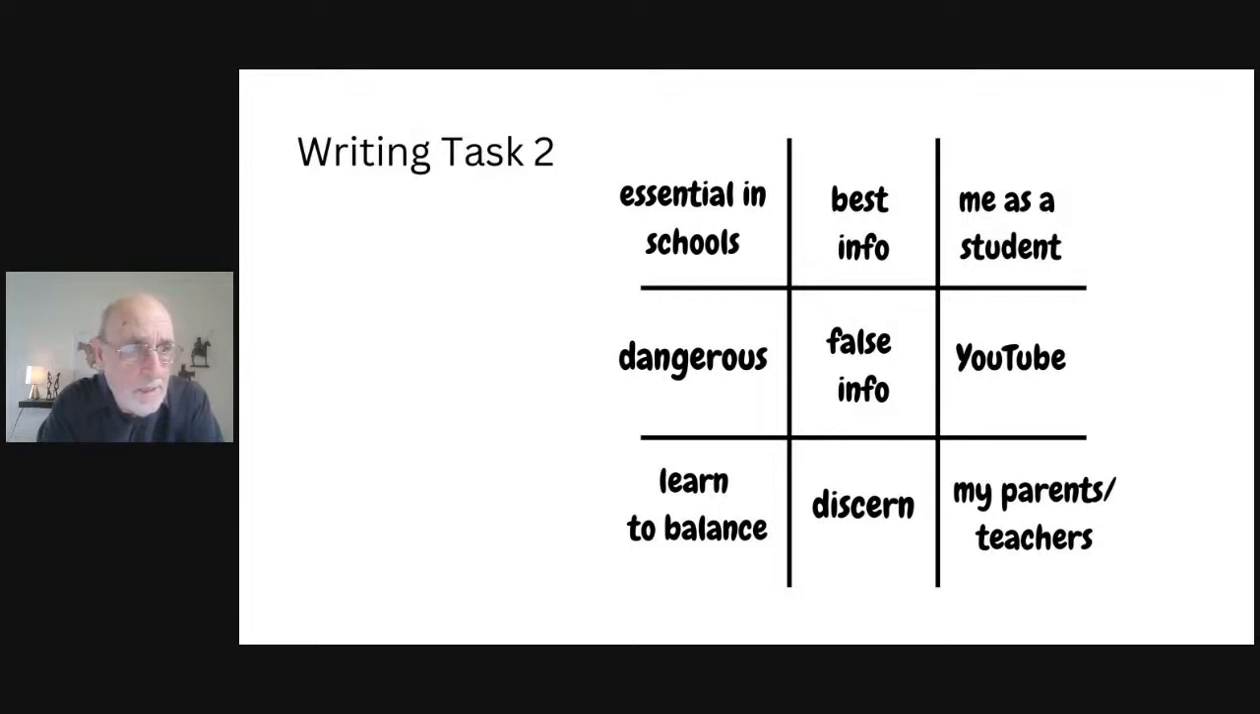I mentioned bad things in paragraph 2, and in my third paragraph, I'm going to bring the two together, and I'm just going to say it's important to learn to balance the good and the bad in the internet, because you have to discern between the best information and false information. And the example is that I learned this from my parents and my teachers, the ability to discern between good and bad, false and true. And this is what I'm going to put in this paragraph.